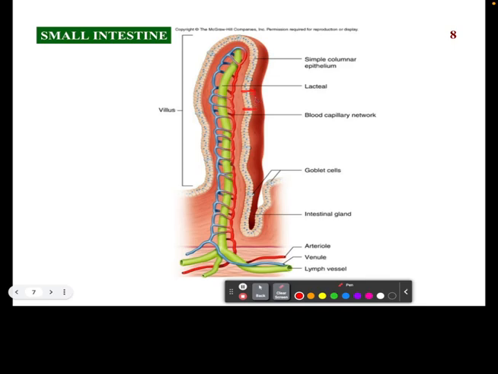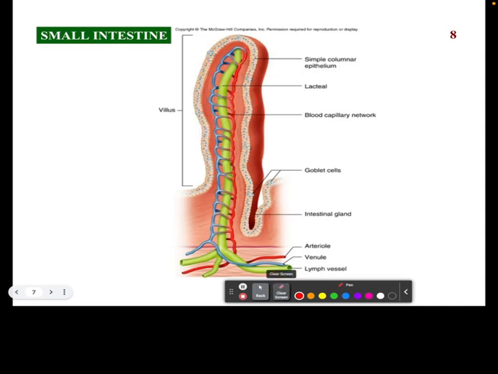1, 2, 3, 4, 5, 6. So just in that one little section, there's about 6 cells. Now, if I messed up, sorry, but you can get the idea. There's many cells lining this whole section of the villi. So there are many cells on one villi.